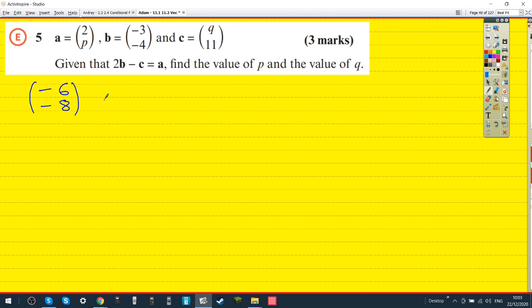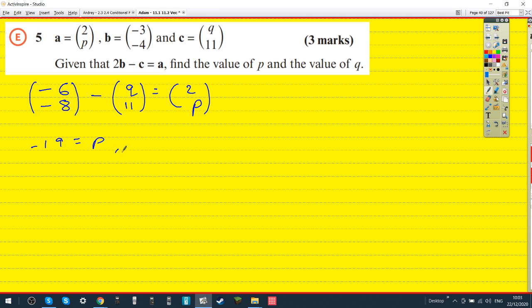And then you take away C from that, so Q11. And then you do -8 -11. You get -19 over -6 minus Q equals 2 over P. Well, 2P, sorry. So -19 is P.